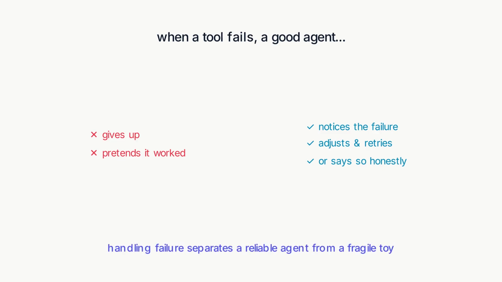And this is where good agents truly earn their keep. When a tool returns an error, the model shouldn't just give up, and it absolutely shouldn't pretend the tool worked and make up a result. It should notice the failure, understand what went wrong, adjust and try a different approach: fix the input, pick another tool, or tell you, honestly, that it couldn't. Handling failure gracefully is a huge part of what separates a reliable agent from a fragile toy.